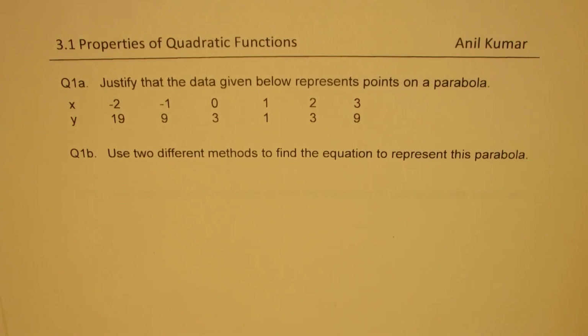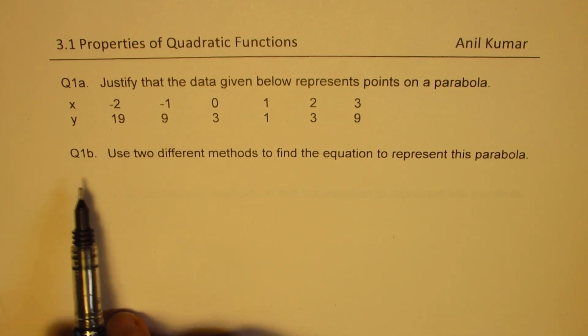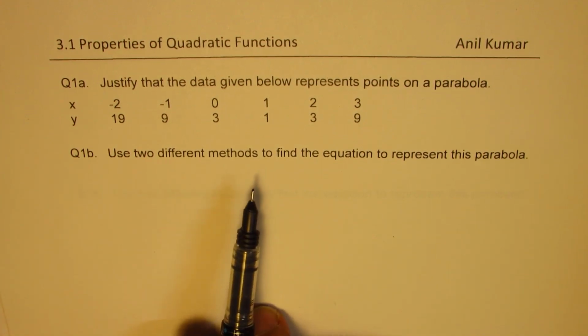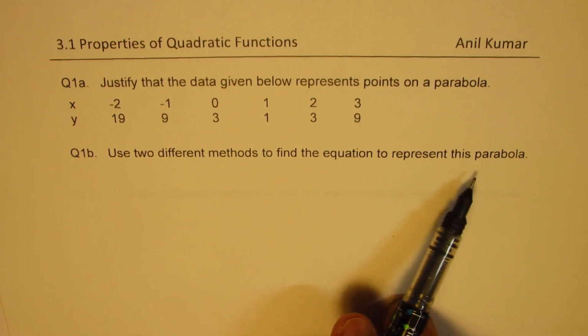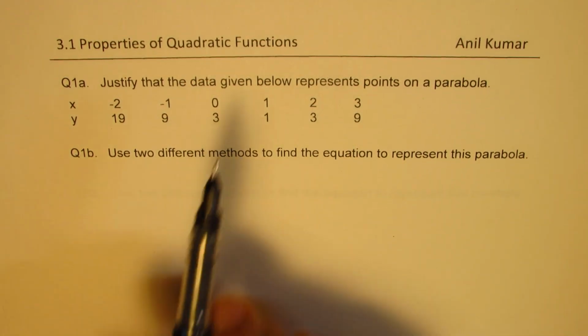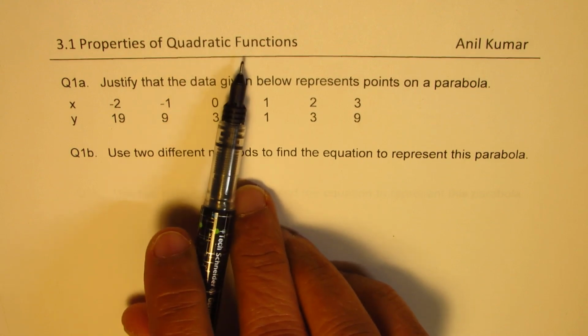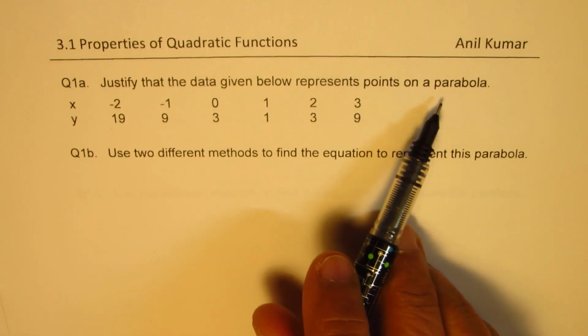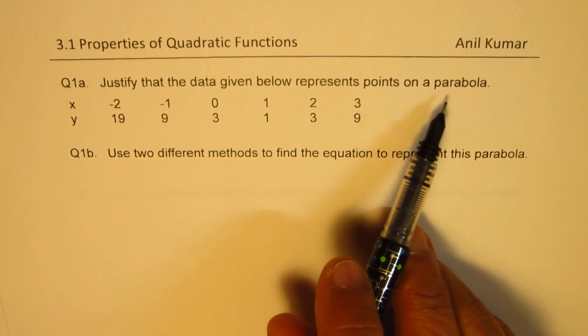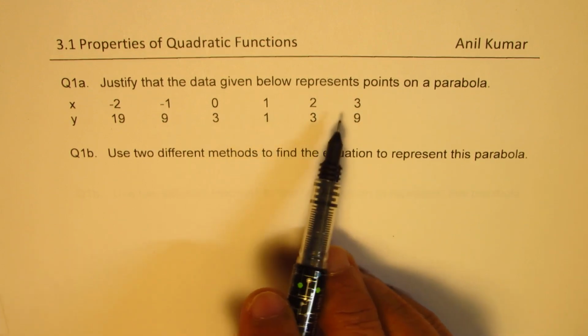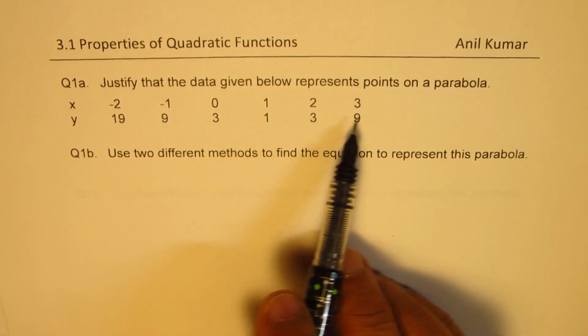The very first question here is justify that the data given below represents points on a parabola. So we are given x and y values. And then part B is use 2 different methods to find the equation to represent this parabola. Now, quadratic function, whenever you graph, it will be shown as a parabola, right? So that means you have to show that this is a quadratic function, right? Where the degree of the polynomial is 2.